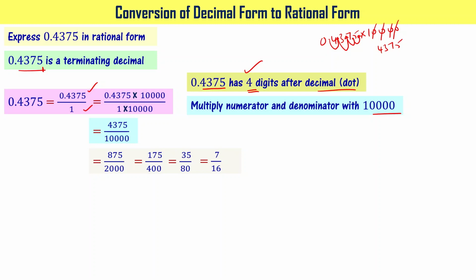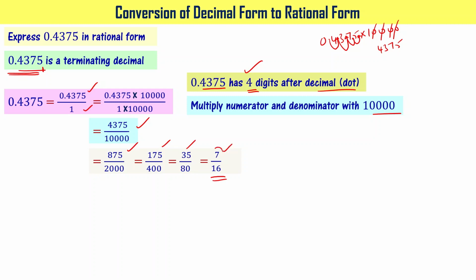You remember we have solved this problem earlier. We have converted 7 by 16 into decimal form. That time we got 0.4375 as the decimal form, right? Now we have expressed 0.4375 in the rational form to get 7 by 16. You see, all these are rational numbers.